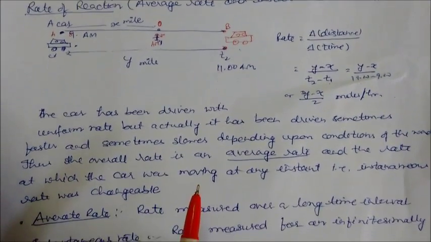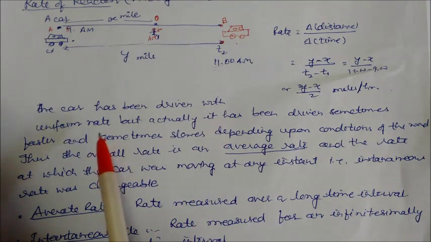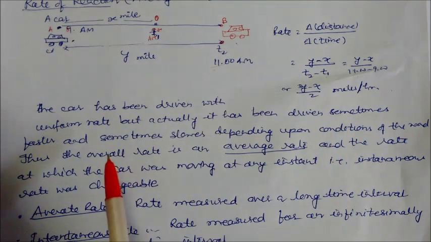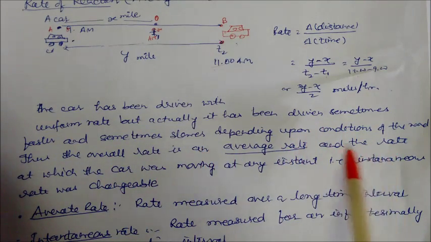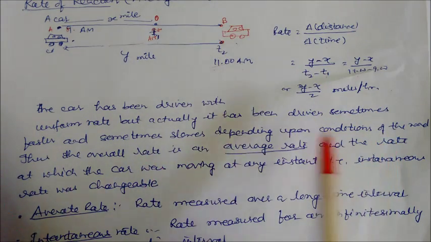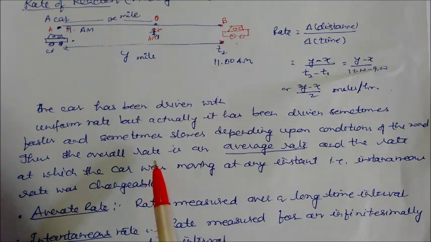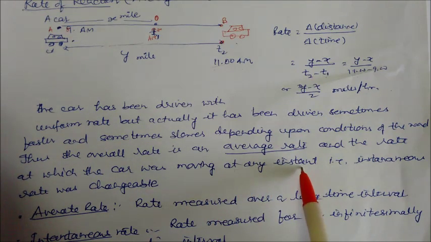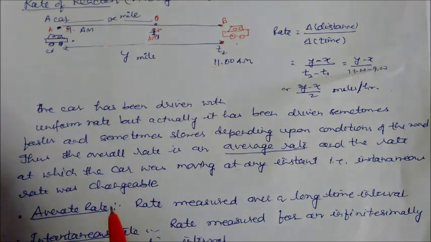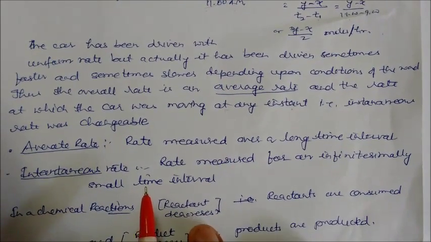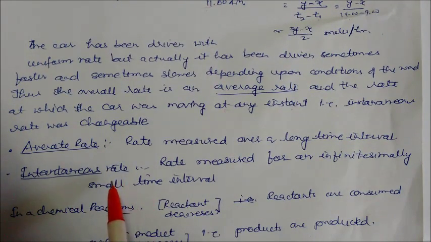From here we see that the car has been driven at a uniform rate, but actually it has been driven sometimes faster and sometimes slower, depending upon the condition of the road. This is one of the factors. Thus the overall rate is an average rate, and the rate at which the car was moving at any instant, that is at a particular instant of time, is the instantaneous rate, which was changeable. So we get two types of rates, called the average rate and the instantaneous rate.